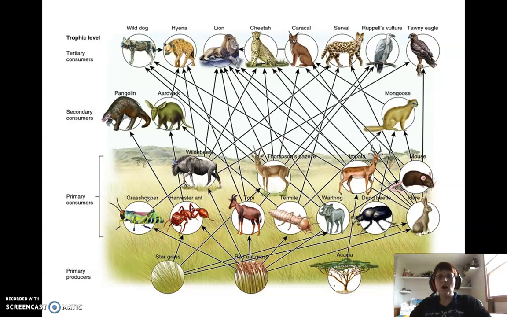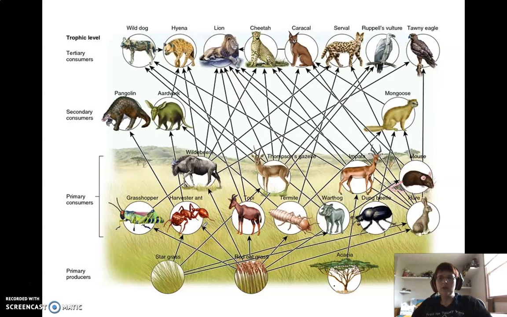Because if there was an omnivore, it would have arrows pointing, for example, like the ant would have an arrow pointing from a plant, but then also an arrow pointing from, for example, this topi, from an animal to it. But there's nobody on here that I see that has arrows going in those directions.